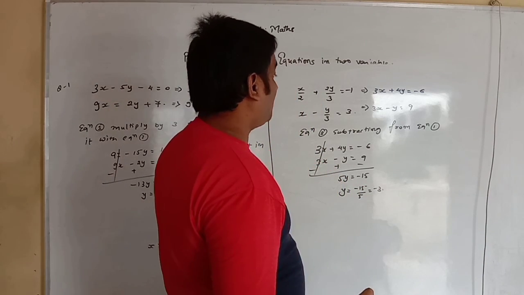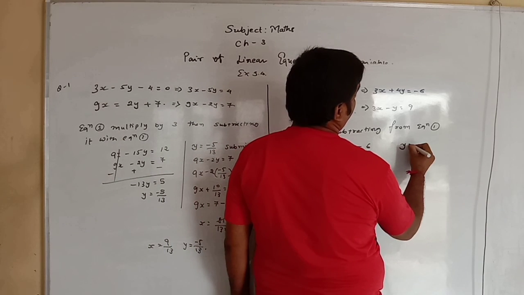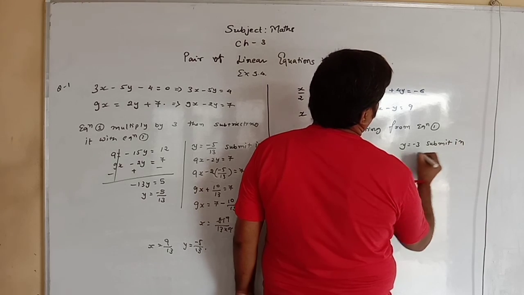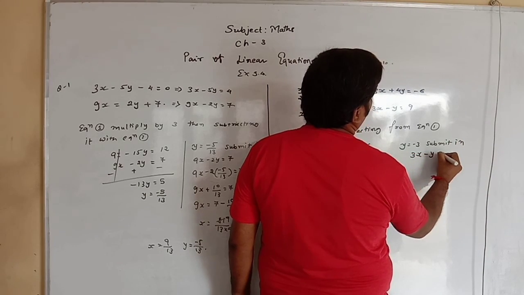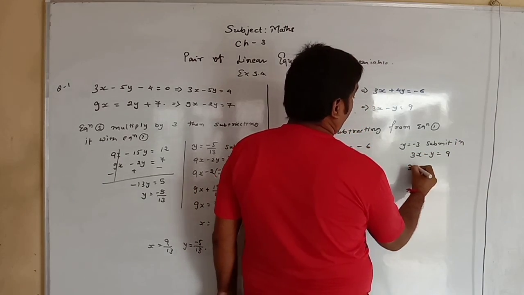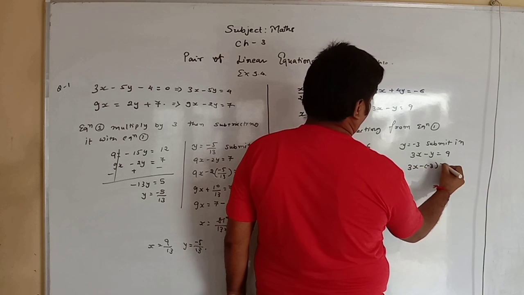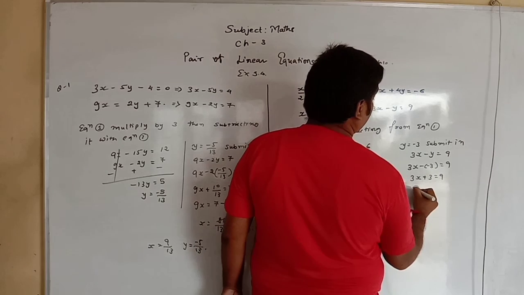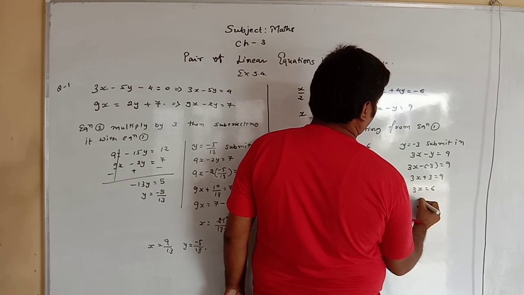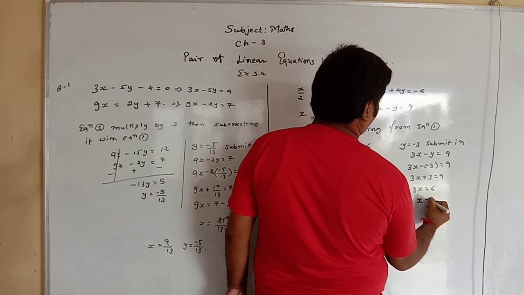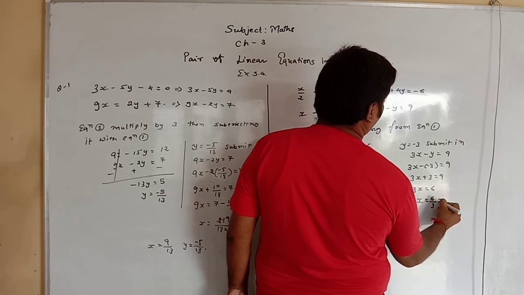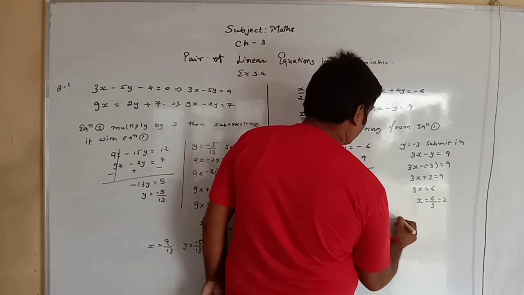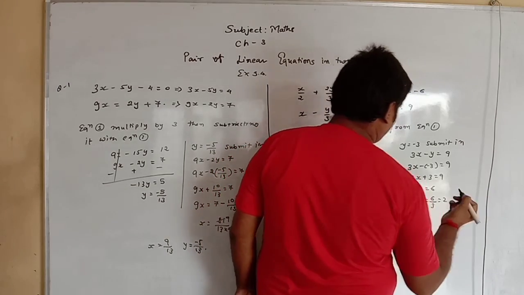Now y equals minus 3, substituting in 3x minus y equals 9. So 3x minus minus 3 equals 9. So 3x plus 3 equals 9. So 3x equals 6, and so x equals 6 by 3, which is 2, and so we have the solution x equals 2, y equals minus 3.